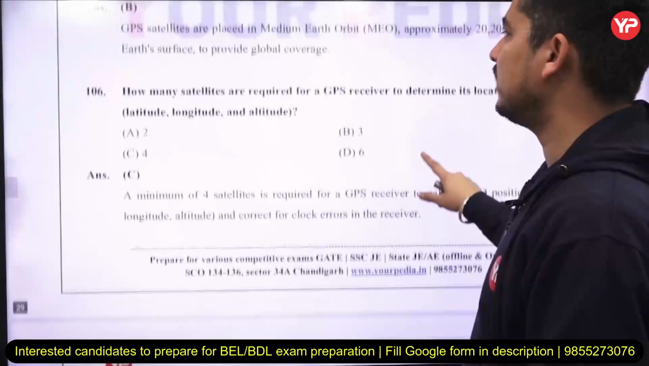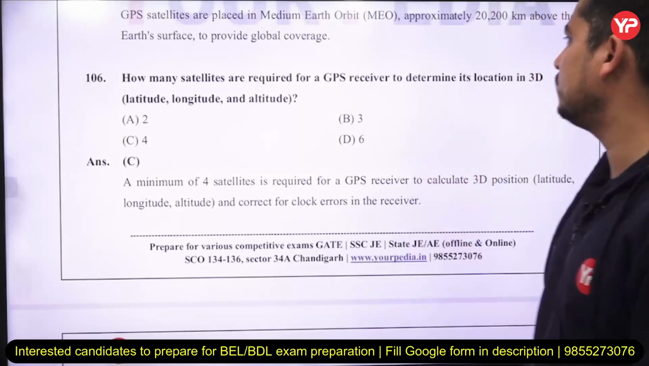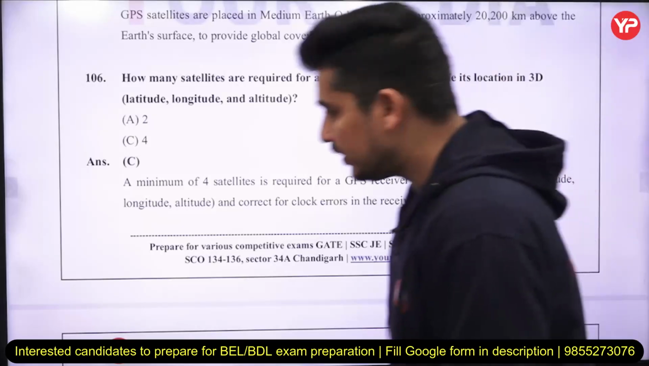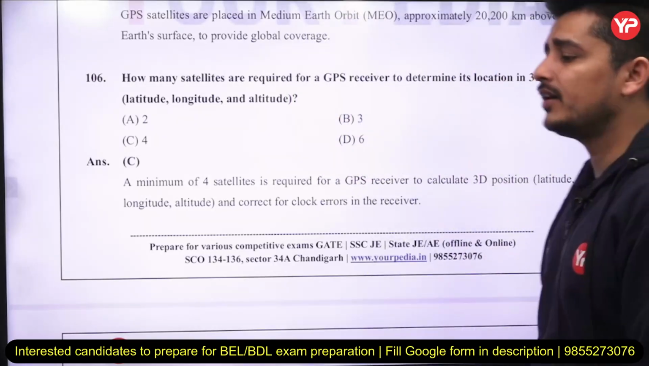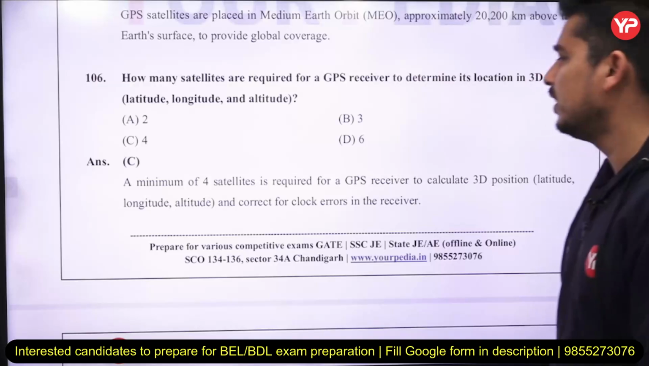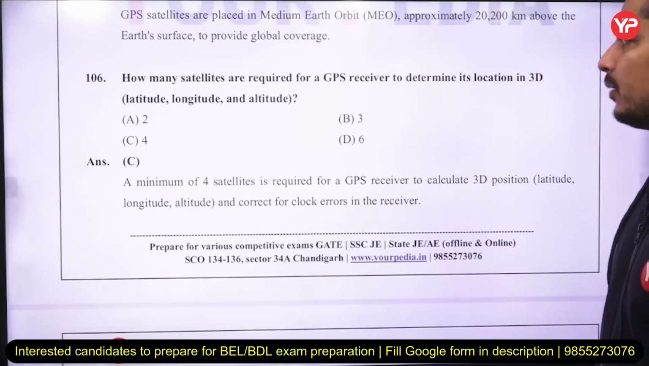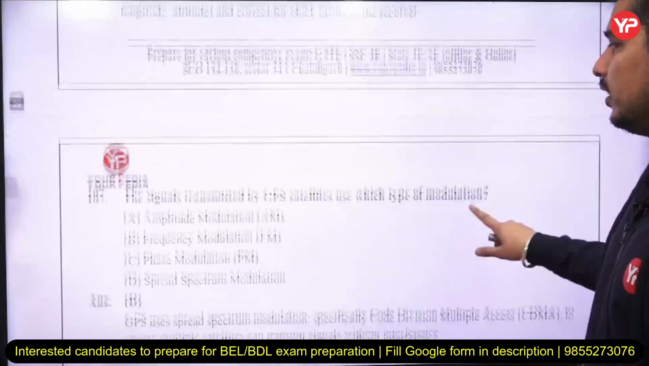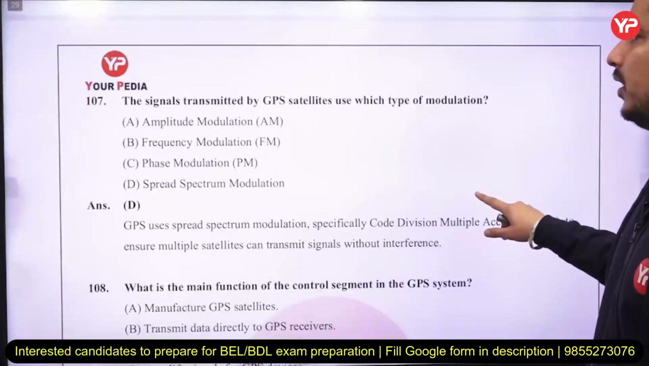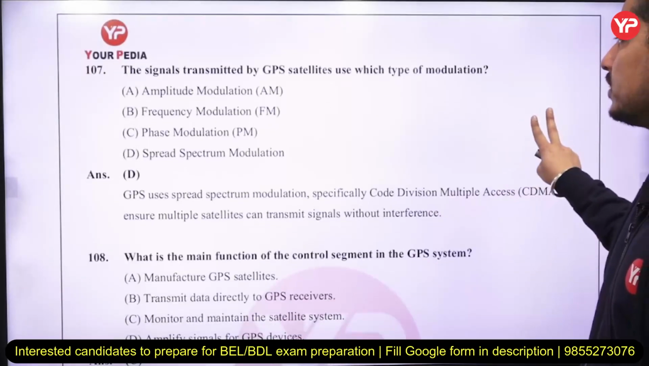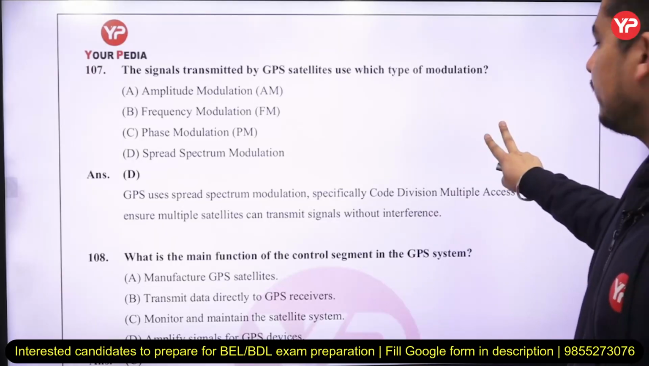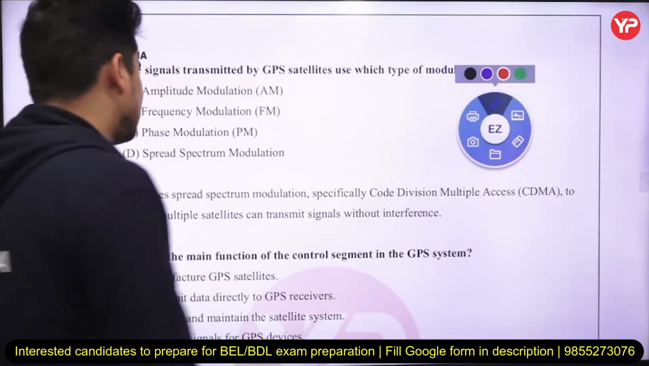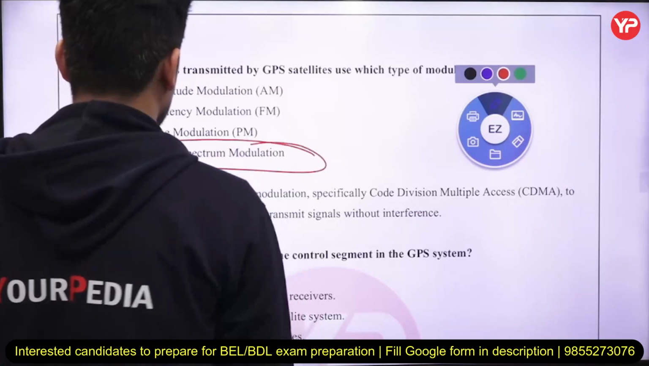How many satellites are required for GPS to determine the location in 3D? In 3D, 4 satellites are required; in 2D, 3 satellites are required. In 3D, one more satellite is required for the clock error correction, right? The signal transmitted by a GPS satellite uses which type of modulation? GPS uses spread spectrum techniques, spread spectrum modulation, right?